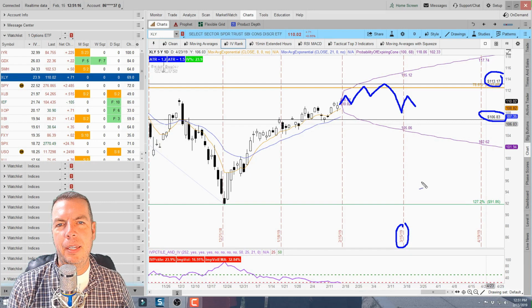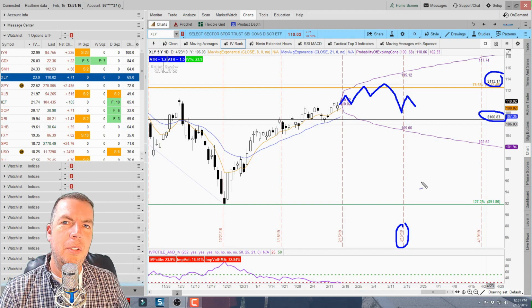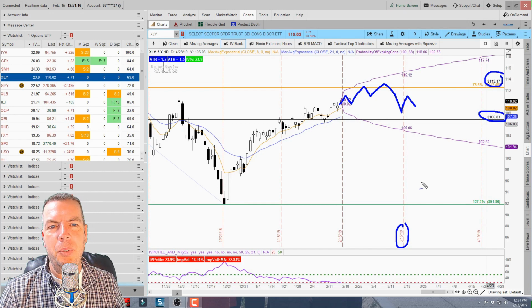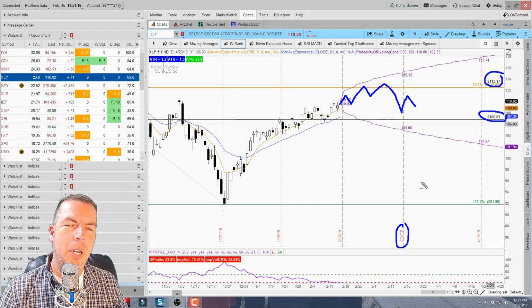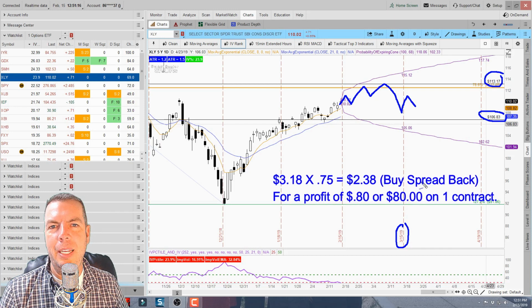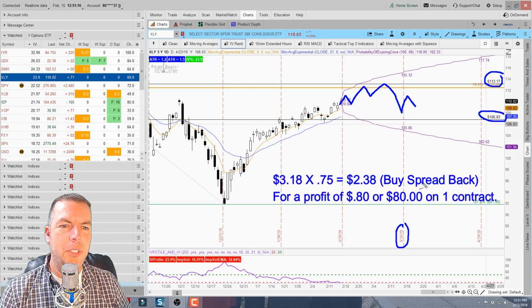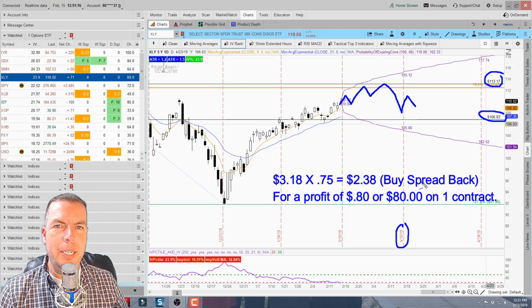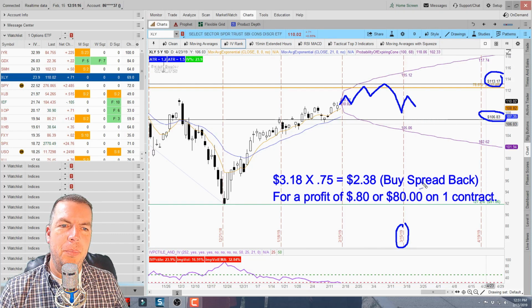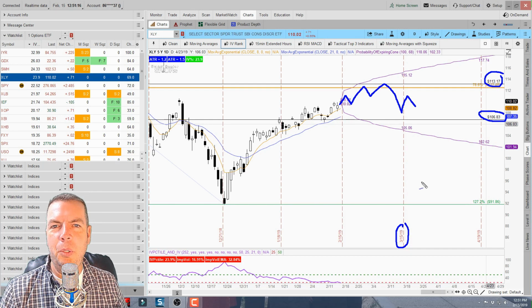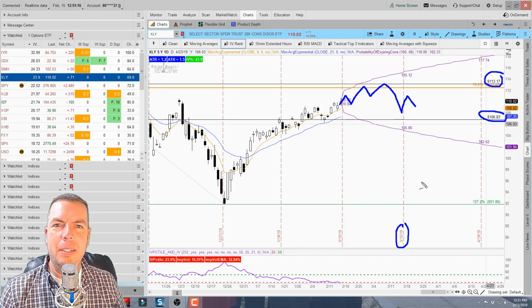But normally, you guys, I don't really hold these all the way to expiration. I'll usually set an order to take me out of this trade at 25% of that profit. So if we sold it for $3.18, I'll set an order to take us out at 25% of that profit. Just because of the nature of an iron butterfly, that stock trading in that range for so long may not be there.